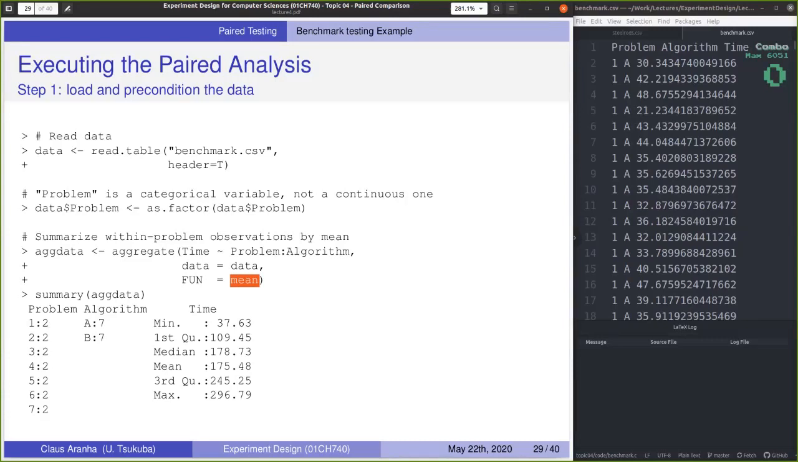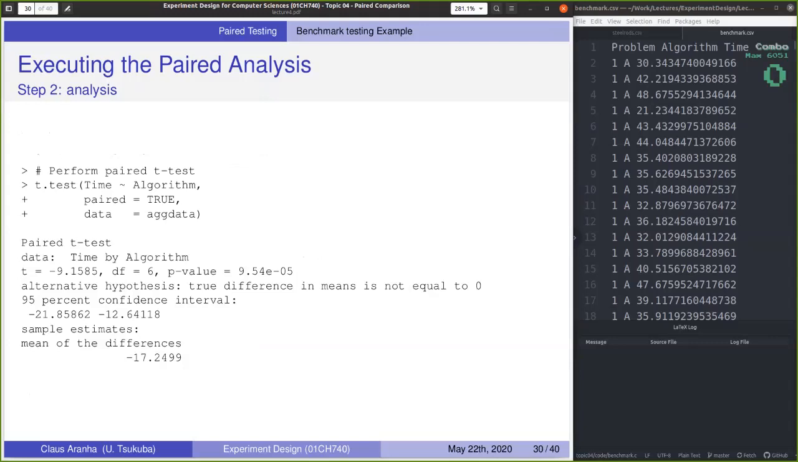When we do that, we have a new data set, AG data, which has two values for each problem, A and B. So it has two values for problem one, two values for problem two, two values for problem three, and so on. So we have seven values for algorithm A, seven problems, and seven values for algorithm B, seven problems. Now that we have this, actually the analysis is the same as before. The pairing is not in the test. The pairing is in the experiment design. So pairing here is how we pre-process the data to remove the noise.